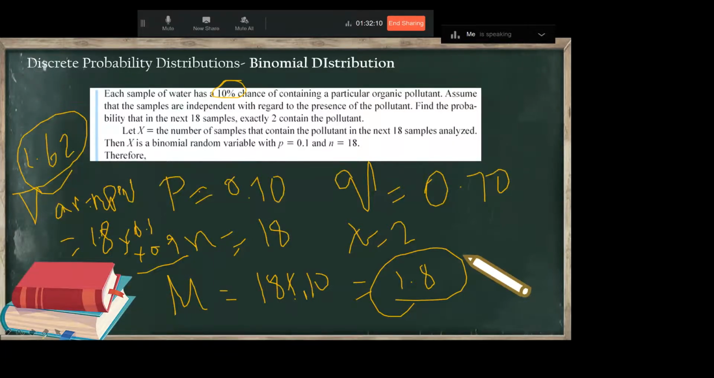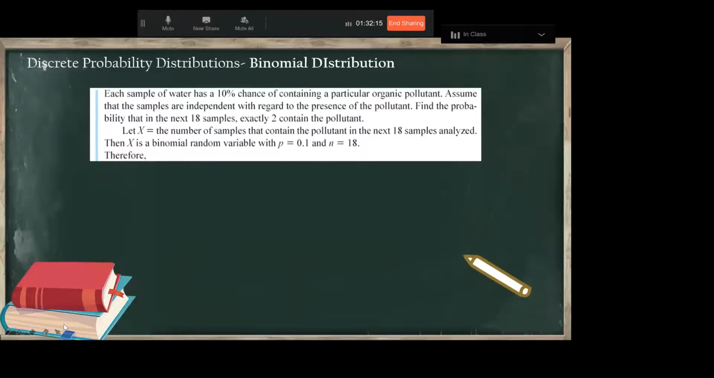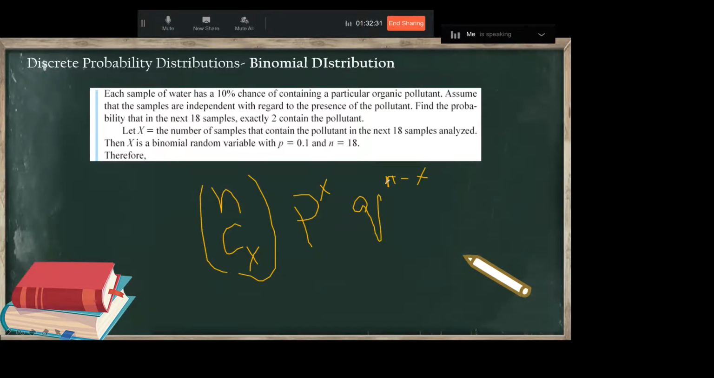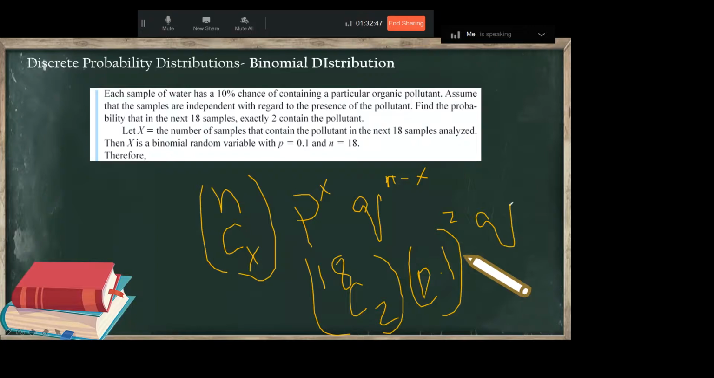Now what we have to do, we have to construct the distribution. And we know that the formula for binomial distribution is NCX P power X Q power N minus X, right? So in this case, what is N? N is 18, combination of C, X is 2, P is 0.1, and X is 2, Q is, oh, sorry.